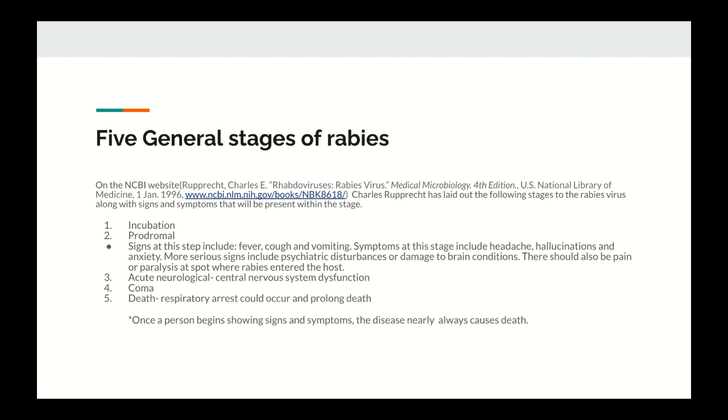Next up, we have the acute neurological period. The acute neurological period shows central nervous system dysfunctions like memory loss, lack of coordination, or loss of sight. At the end of this phase, rapid or irregular breathing may begin. The next step is coma, which is characterized by unconsciousness. And then you have death, and this can be prolonged because of respiratory arrest. Once a person begins showing signs and symptoms, the disease nearly always causes death.